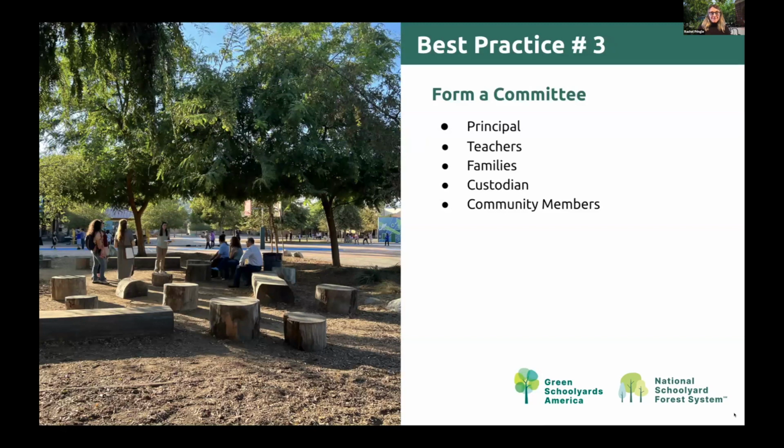Number 3, form a committee. Once partners have been identified, like we did previously, it's helpful to organize a group into a stewardship committee in support of the schoolyard forest. The group will ideally consist of representatives from some of the partners listed in the previous slide, such as families, teachers, the principal, and other community members. And the committee serves as the main driver and coordinator of living schoolyard efforts at the school site.